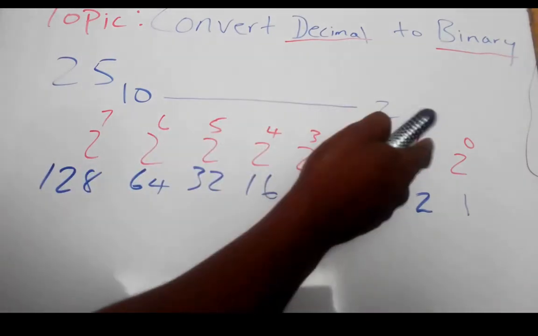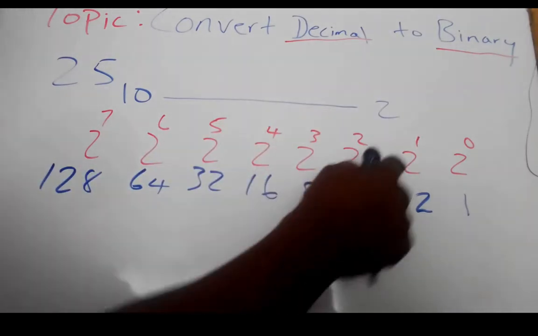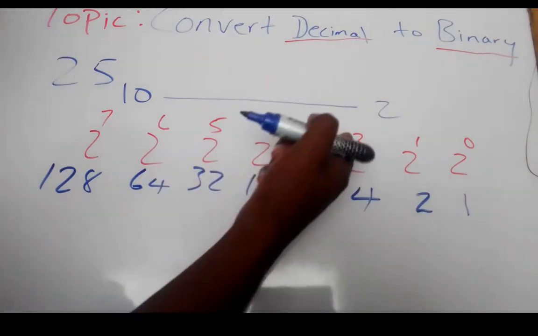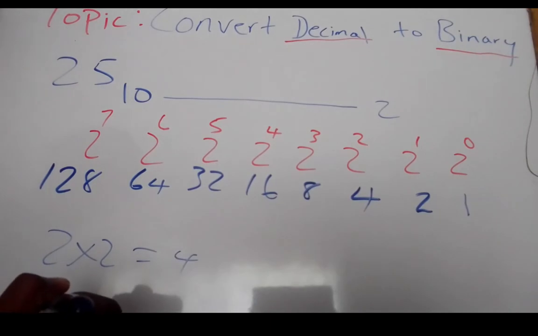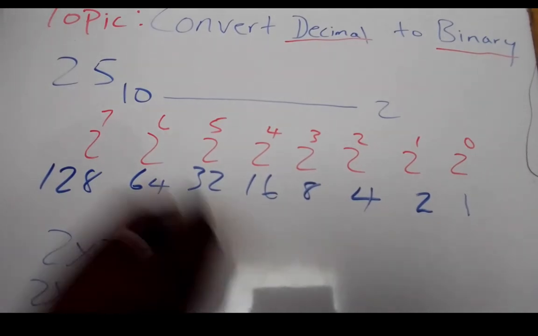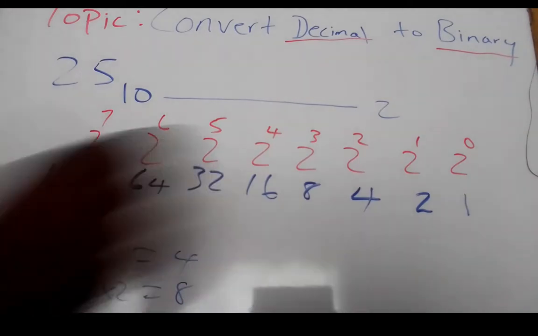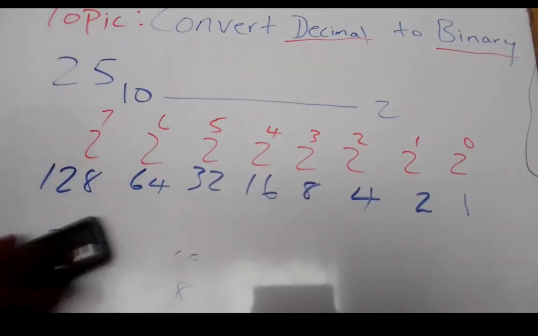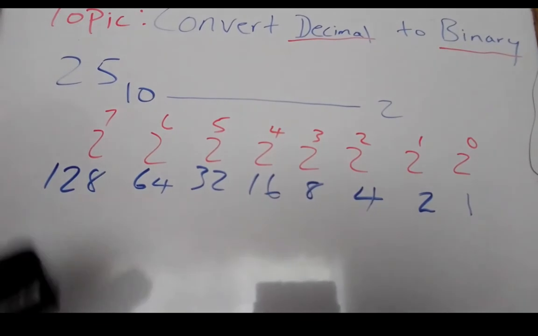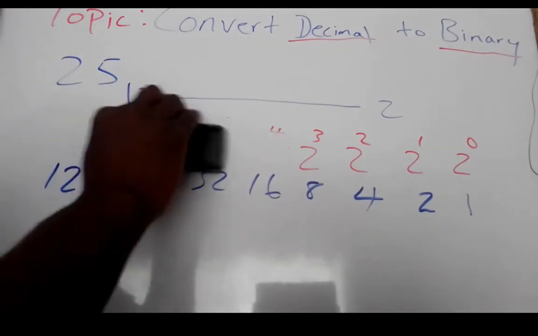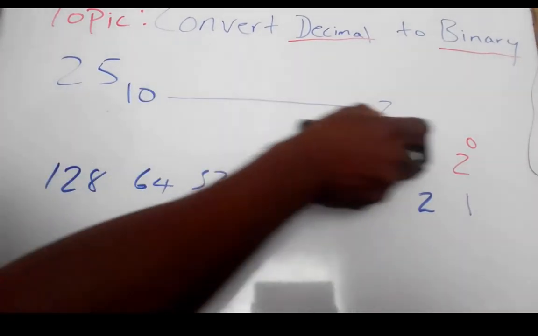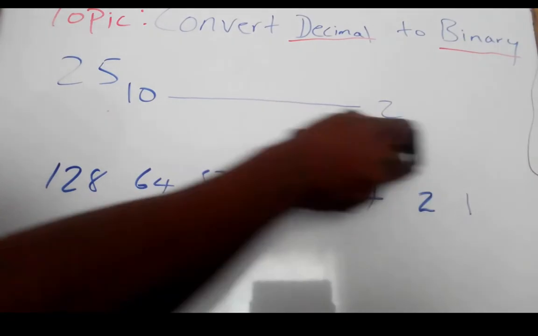So when I say base 2, 2 to the first, right? 2 to the second power means that we multiply 2 times 2, which gives us 4. Make any sense? 2 to the third power is 2 times 2 times 2, which is the same thing as 8. So this is how we get these numbers down here, right? So now we have these numbers. I can erase these numbers up here because I don't want the confusion.